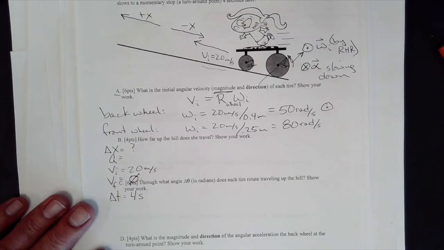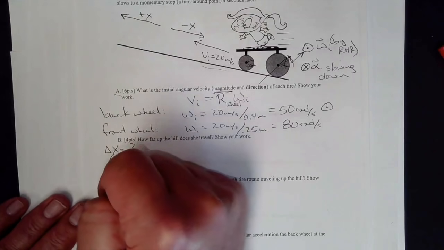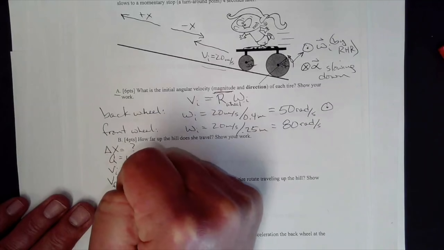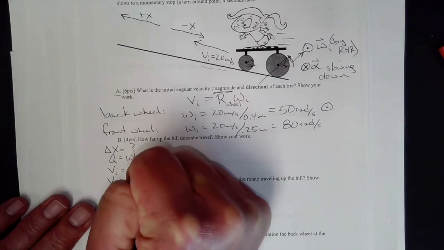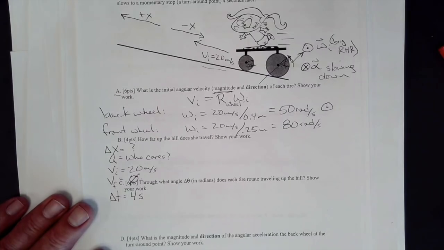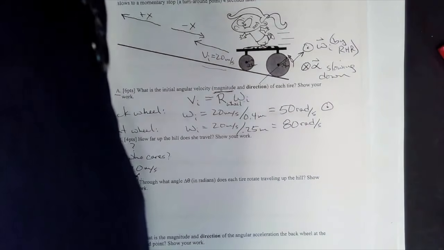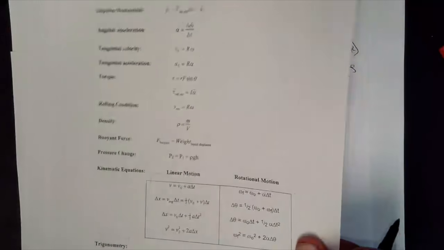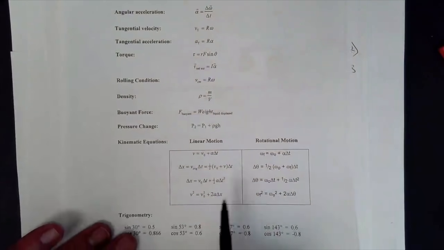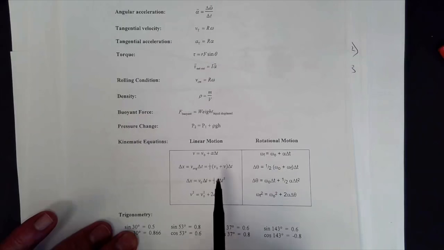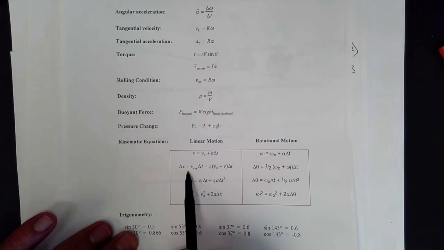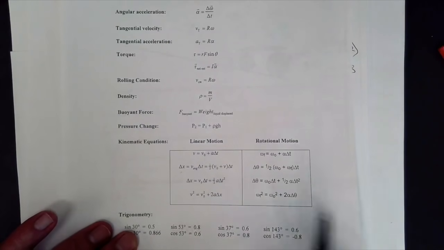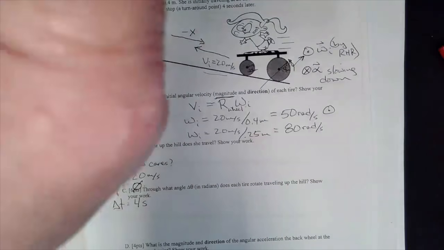That's my delta x. And that makes the acceleration the who cares. Well, that tells me which of the kinematic equations I should use. I need to use the equation that doesn't have a in it. Well, that's this second one here. There's no acceleration in that second equation.